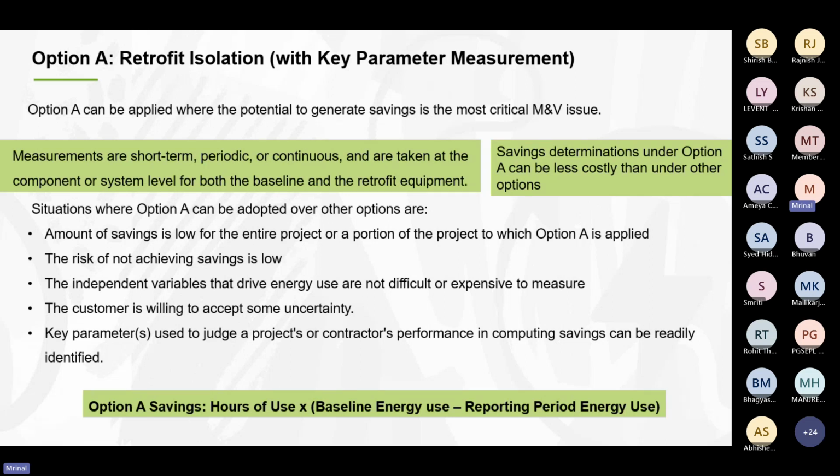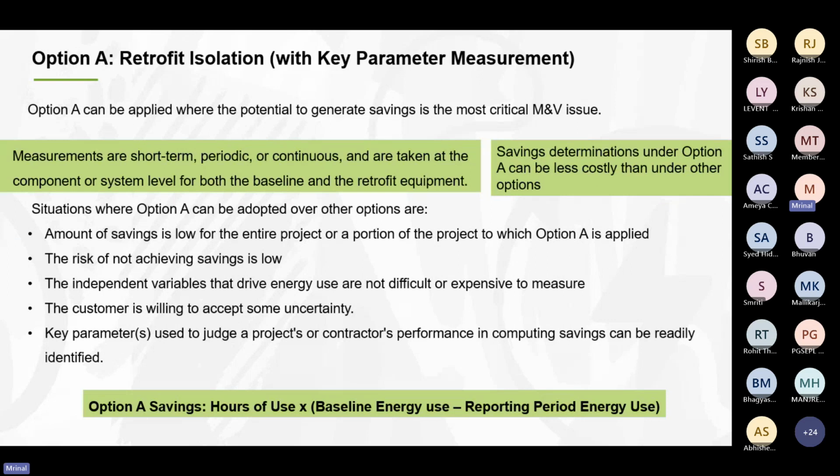So Option A, which is retrofit isolation with key parameters measured. In this option, the savings are determined by the field measurement of the key parameters. The measurements in Option A are short-term, periodic, or continuous, and are kept at a component or system level for both the baseline and the retrofit equipment. The energy savings determination under Option A will be less costly compared to the other options.